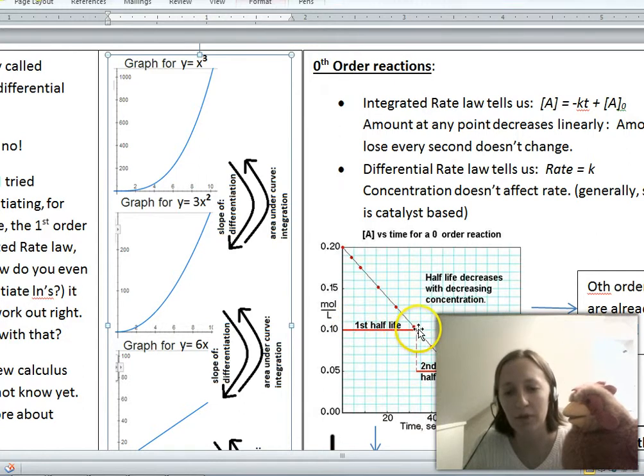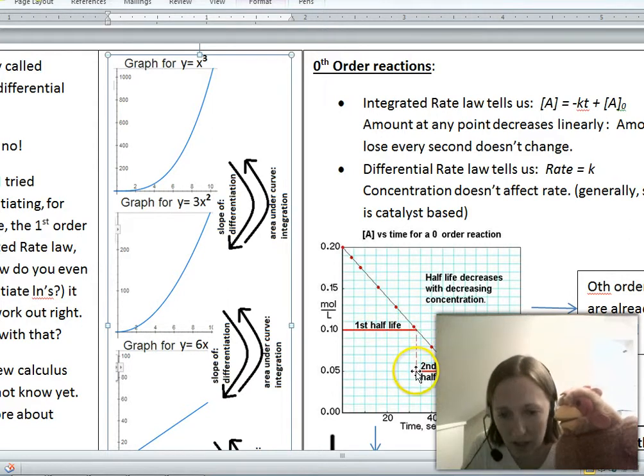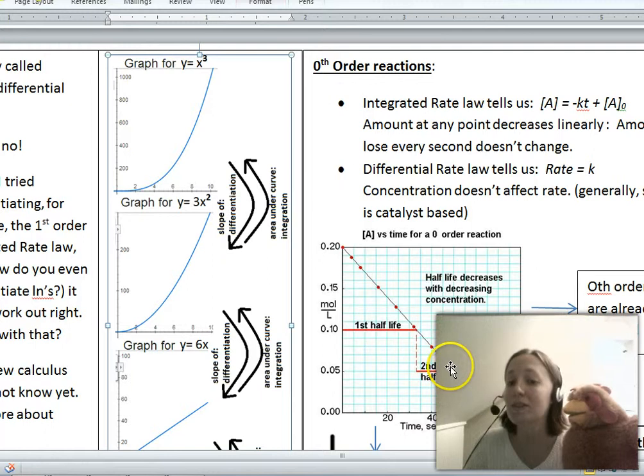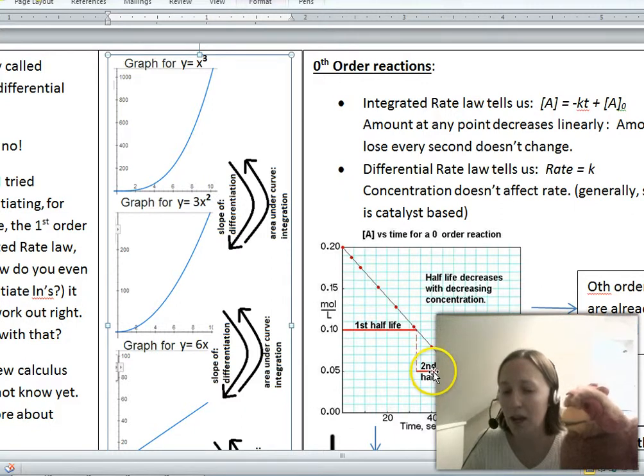The second half-life is going to be the time it takes for that to halve again, so from 0.10 to 0.05. And so that's going to be from like 34 seconds to 50 seconds, which is about 17 seconds, which you may notice, 34 seconds, 17 seconds. That half-life is shorter than the first one.